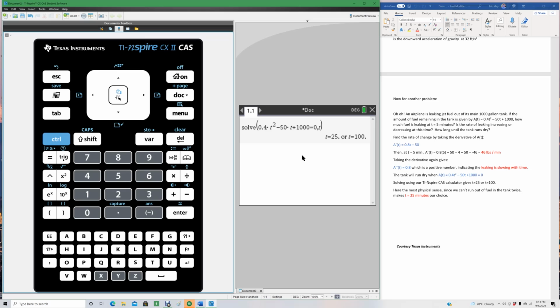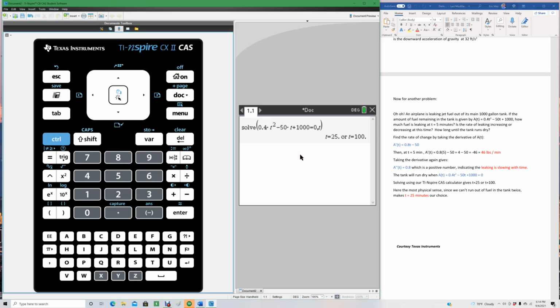Now on to our second problem. Uh-oh, an airplane is leaking jet fuel out of its main 1,000-gallon tank. If the amount of fuel remaining in the tank is given by the function a of t equals 0.4t squared minus 50t plus 1,000, how much fuel is leaking at t equals 5 minutes? And is the rate of leaking increasing or decreasing at this time? And finally, most important, how long until the tank runs dry?